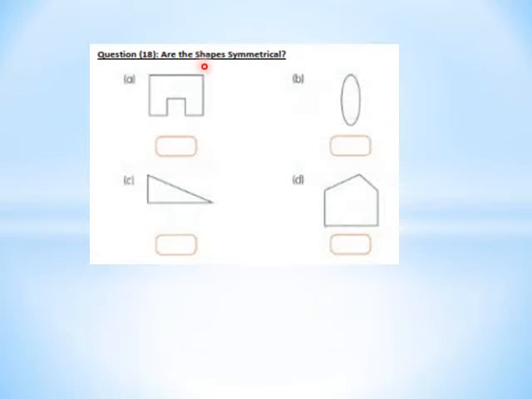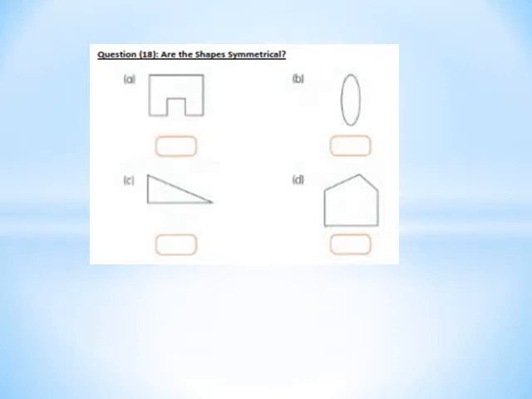Question 18. Are the shapes symmetrical? Here, I will look at each shape. If I can draw a line of symmetry, so this shape is symmetrical. You remember the line of symmetry? It's a line I draw to cut the shape into two parts that are exactly the same, like a mirror image.